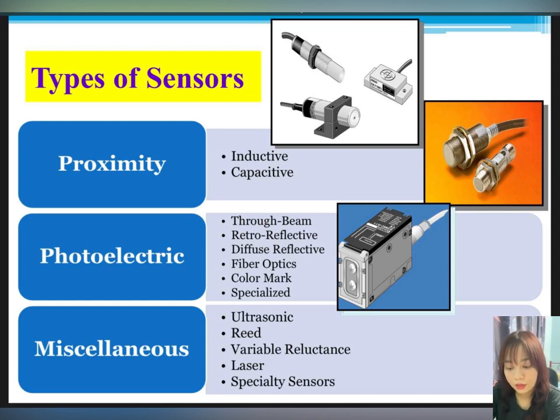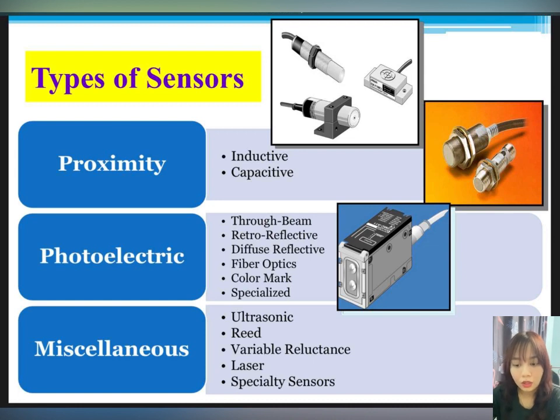So next, these are the types of sensor that are used for the industrial automation system, which are the proximity sensor, the photoelectric, and the miscellaneous sensor. So the proximity sensor performs non-contact detection in comparison to sensors that, for example, the inductive and capacitive sensor, where it detects objects by physically contacting them.